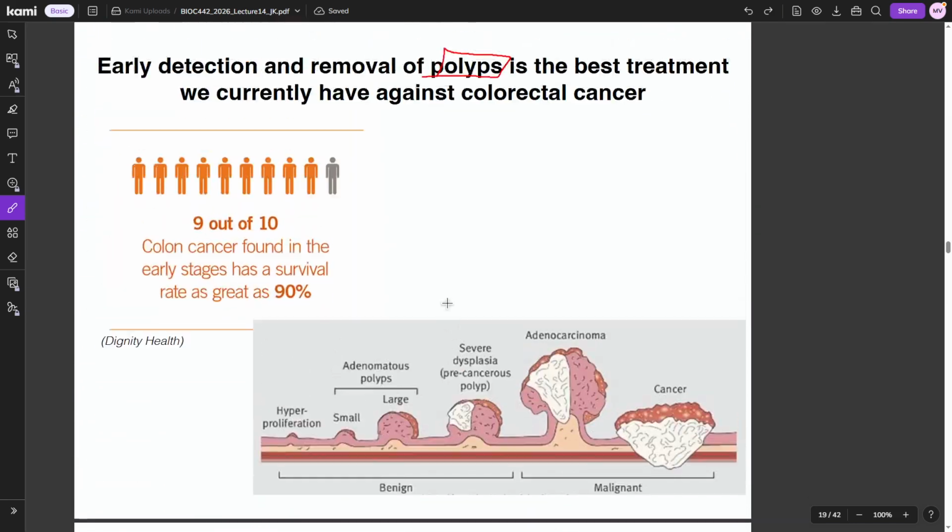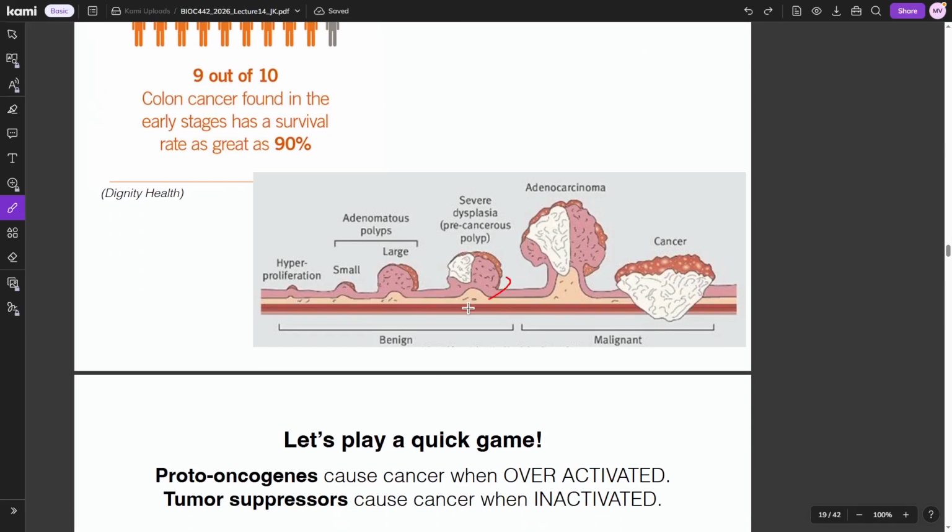I think I messed this up. I was on the wrong slide. But you get what I was saying. Remove it here. Try not to let it progress to this stage and beyond. Alright.